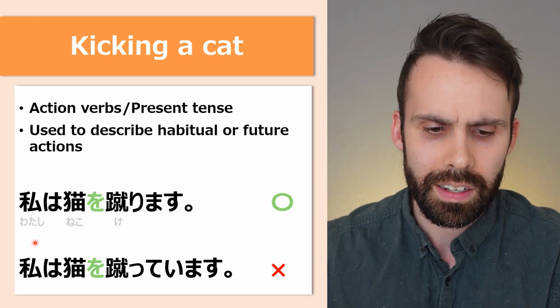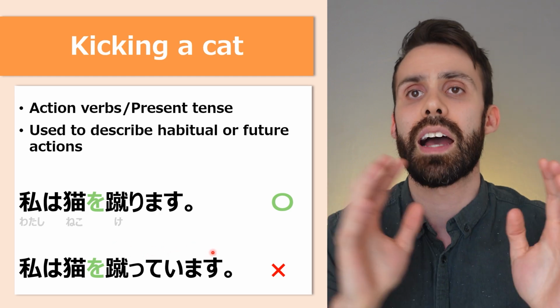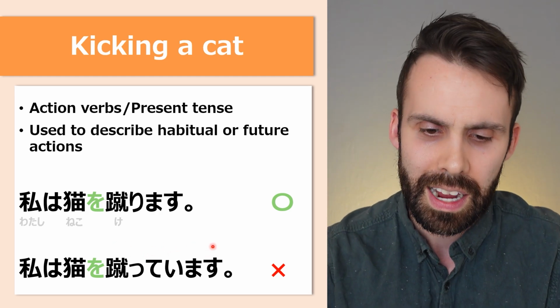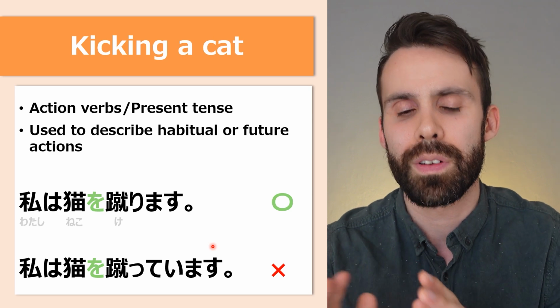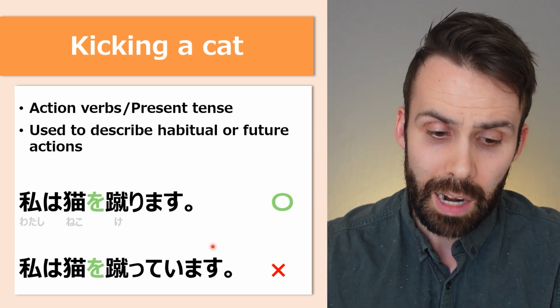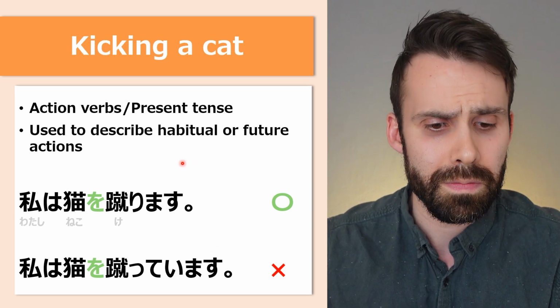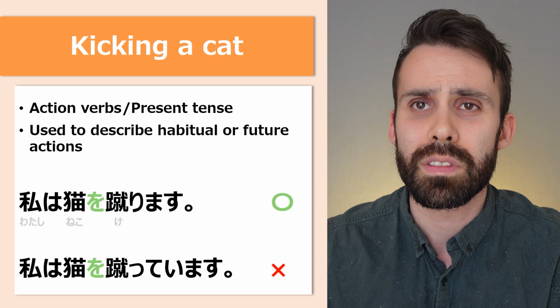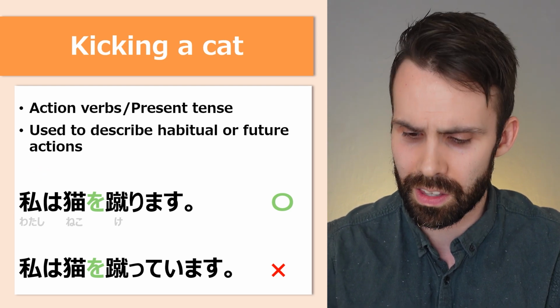But anyway, what I can't say yet is I am kicking a cat. So, watashi wa neko o ketteimasu. So, ketteimasu means I am kicking a cat. And this is basically the Japanese te form plus iru, which means to do something continually, and we will learn that later. So for now, make do with just kicking things habitually or meaning to kick things in the future.